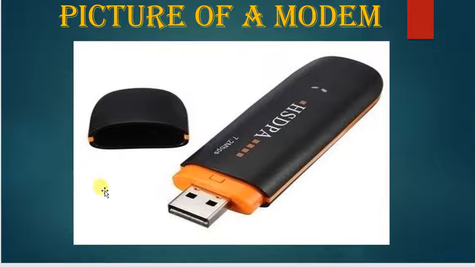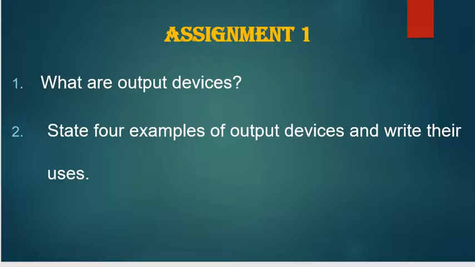Now for our lesson today, we'll end here and continue on Wednesday morning. With your first assignment, you will define what output devices are. Then you state four examples of output devices. Then you write their uses. For example, if you write monitor, then you write it is used to display information. So with question 2, you will state four examples of output devices and write their uses.